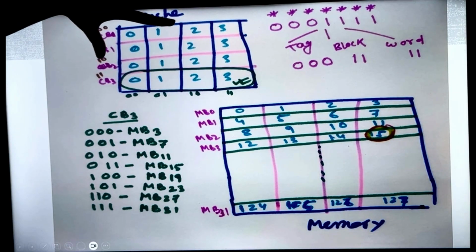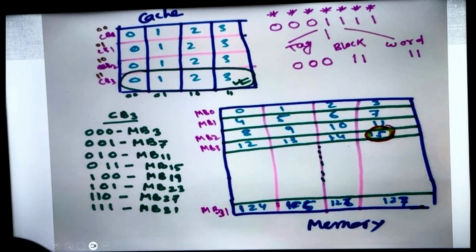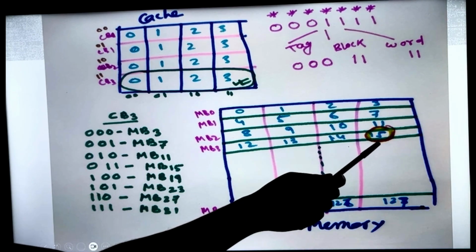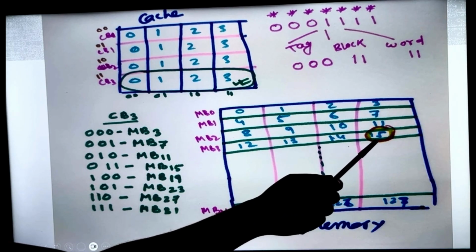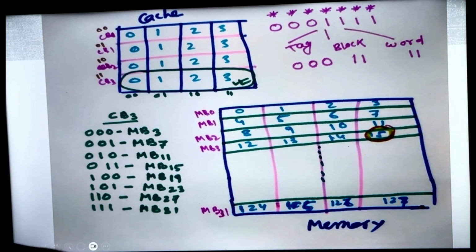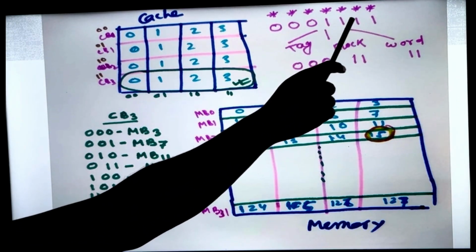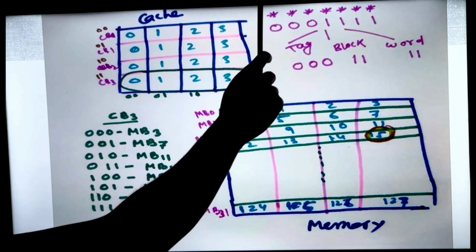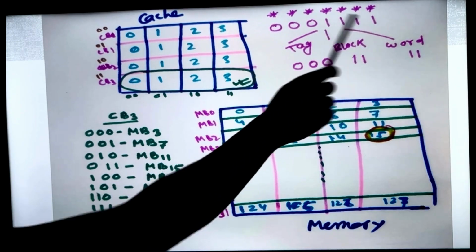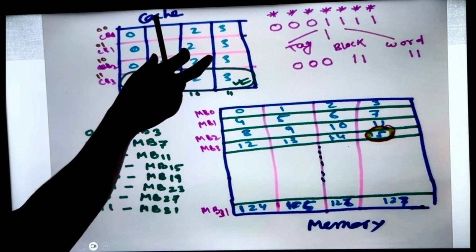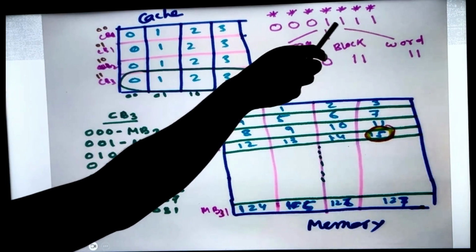Now, how will your cache handle such a big address? This is how it will handle. To get the 15th word, how will your processor generate the address? This is the address. 0001111 is nothing but 15, right? If you convert it back to decimal, this is 15. It means your processor is asking for the 15th word from your main memory, and this address will be coming to cache first.